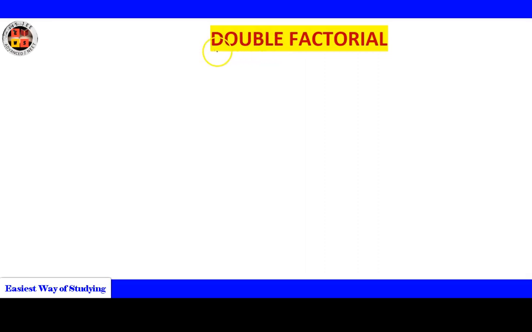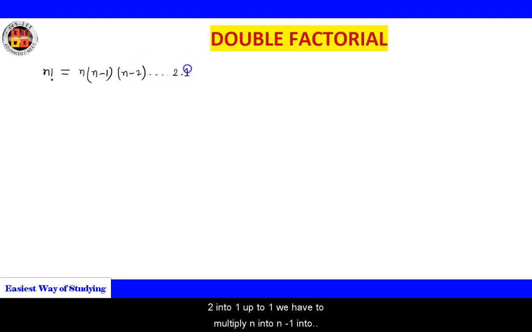To understand this, first we have to understand what a factorial is. I discussed in the first lesson on natural numbers that factorial n, where n is any integer, is defined as n into n minus 1 into n minus 2, and so on up to 2 into 1. We multiply n into n minus 1 up to 1, and this is defined as factorial n.